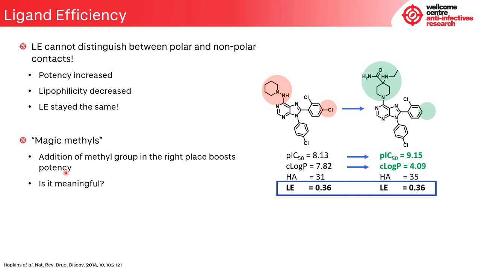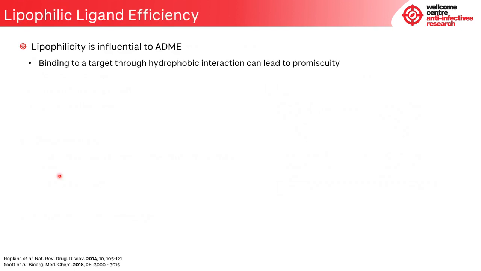There is this phenomenon known as the magic methyls or the methyl phenomenon, whereby with the addition of just a simple methyl group, the potency can often be boosted by putting this methyl group into the correct place in the molecule. But again, do you know this is meaningful? You shouldn't be adding grease to your molecule just to see a gain in potency that could potentially lead you to detrimental effects later on. So is there a way to distinguish this binding? And the answer is yes.